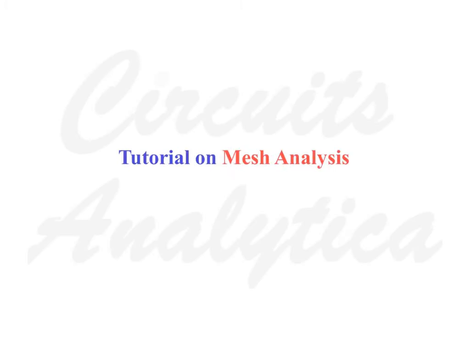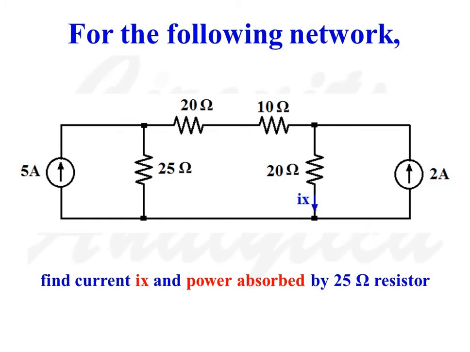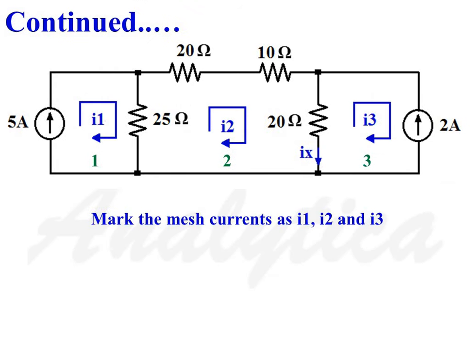In this tutorial, we will discuss a problem on mesh analysis. For the following network, find current Ix and power absorbed by the 25 ohm resistor. So for the given network, mark the loops as loop 1, 2 and 3. Mark the mesh currents as I1, I2 and I3.